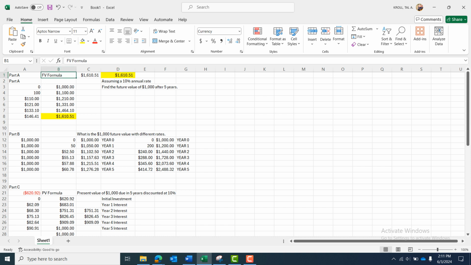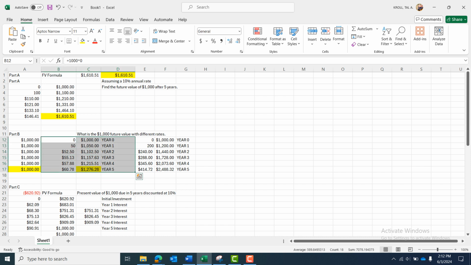Now, in question part B, it says calculate all of these totals with different interest rates. Well, the first one is a 0 interest rate, so I'm going to end up only having my $1,000 from year 1 to year 5. Now, the second one says, what if you actually had a 5% interest rate? And I would end up with $1,276.28.